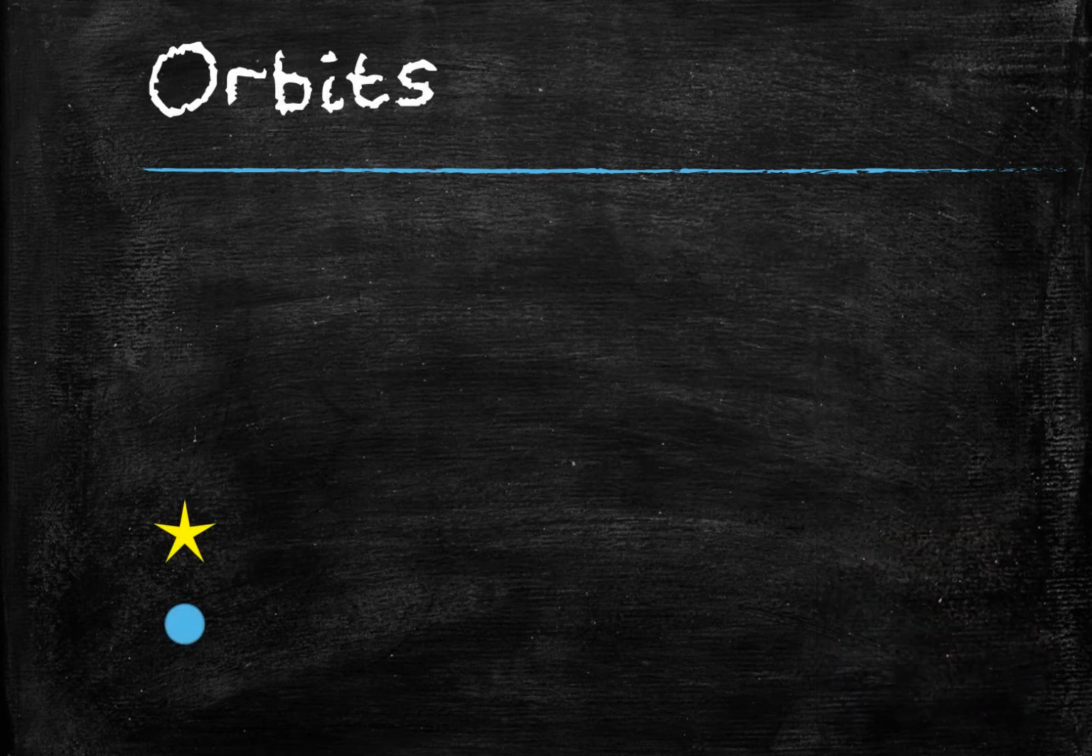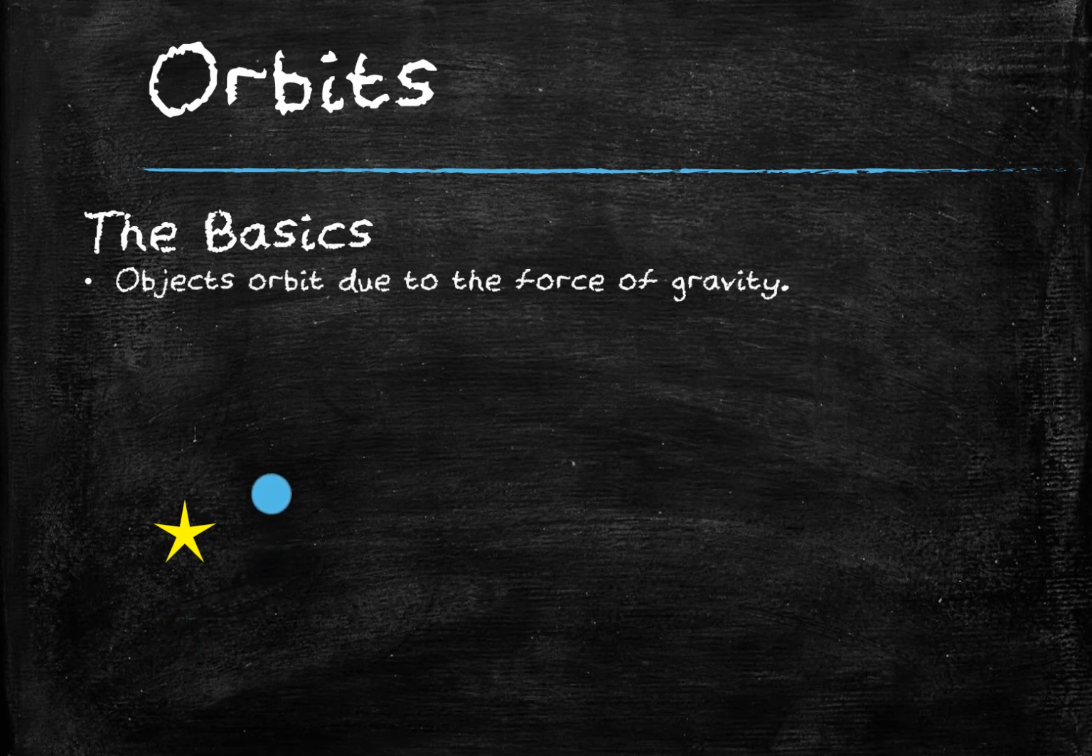So we need to know and be able to discuss a lot more details about orbits. Orbits happen due to the force of gravity. Now, in the process of forming a solar system, the cloud of gas and dust around a star is typically going to be in motion. And as the planets coalesce, they are still held in orbit around a star by the force of gravity.